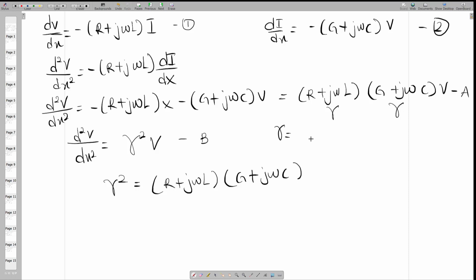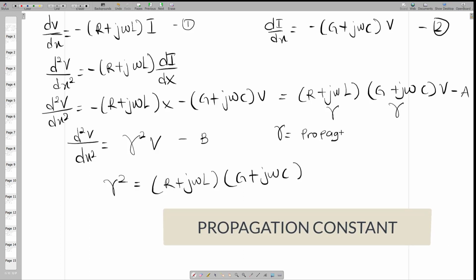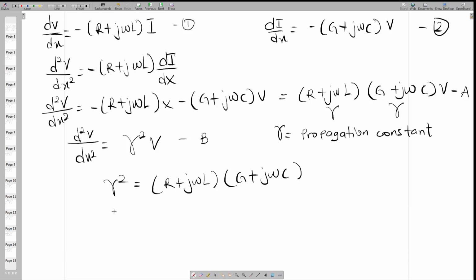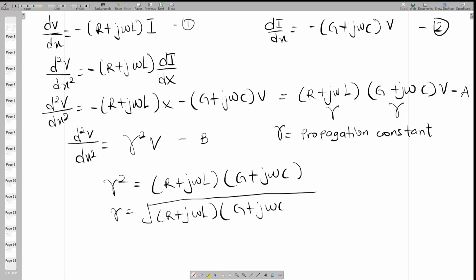And this gamma is what we term the propagation constant. So if you want to find the propagation constant, gamma will be equal to the root of (R plus j omega L) multiplying (G plus j omega C). Also, gamma is the same as alpha plus j beta, where alpha is the attenuation constant and beta is the phase constant.